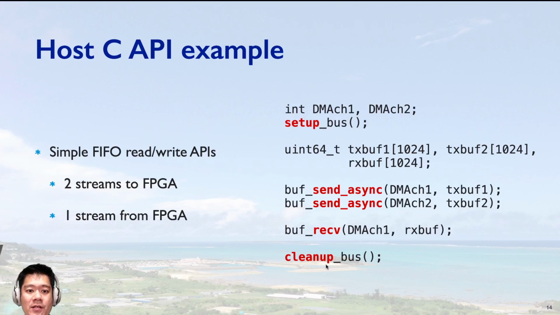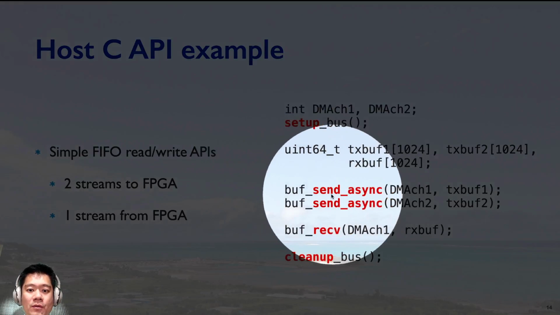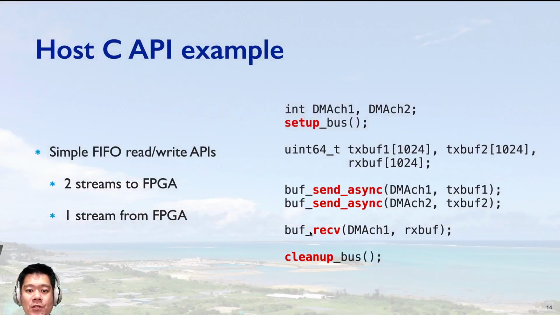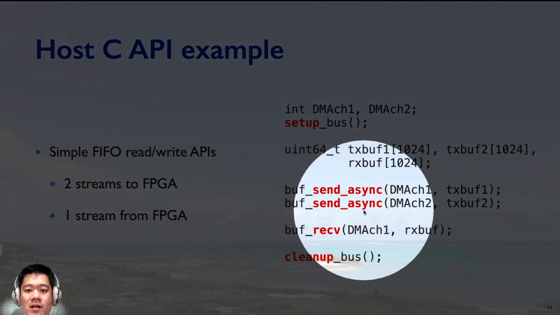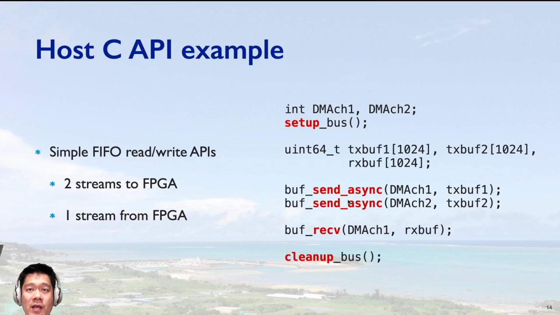So here is an example using the host C API. Here are 2 streams transmitted toward the FPGA and 1 returning stream from the FPGA. The DMA transmissions to the FPGA run simultaneously with the asynchronous API call, buffer send async.